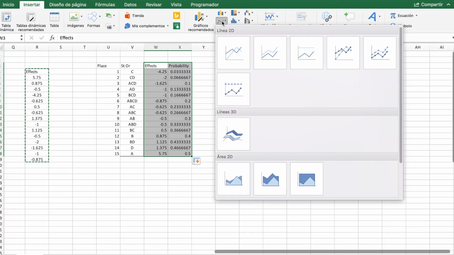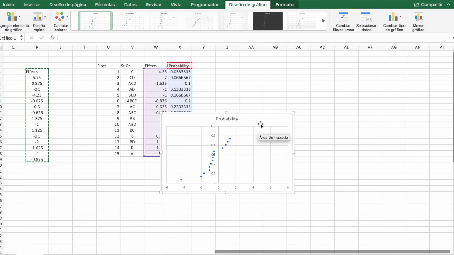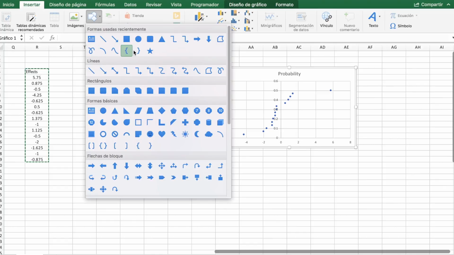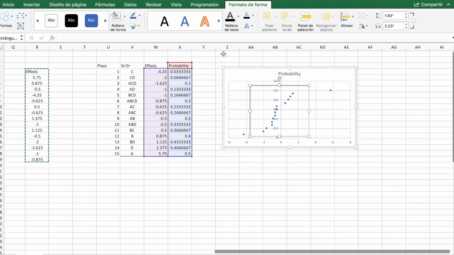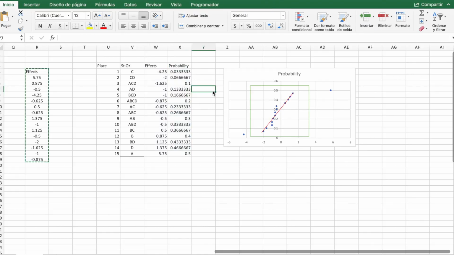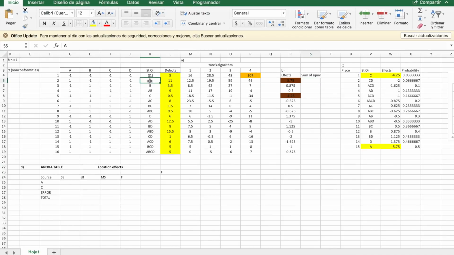You grab the data and graph it as a dispersion graph. Now you insert a square. After you do the square, you insert a line to see that the data kind of follows a line, and it allows you to see which data is outside the box and outside the line. So that data is going to be significant. In this case, it is A and C. You can see they're out of the box and out of the line. In the graph, we saw A and C were significant for location.